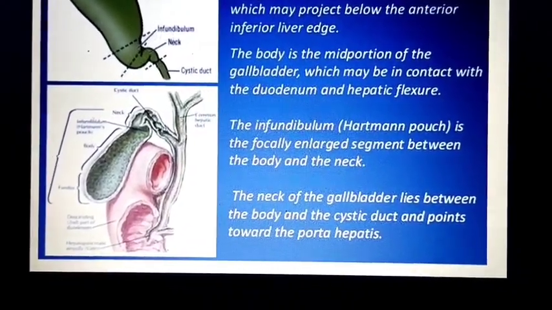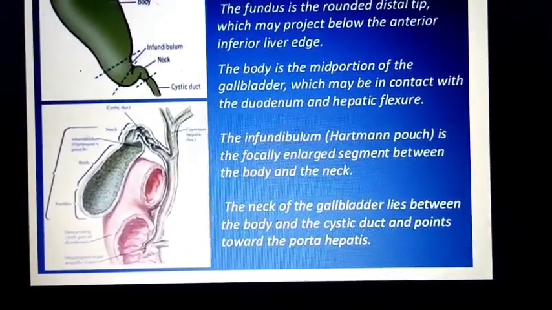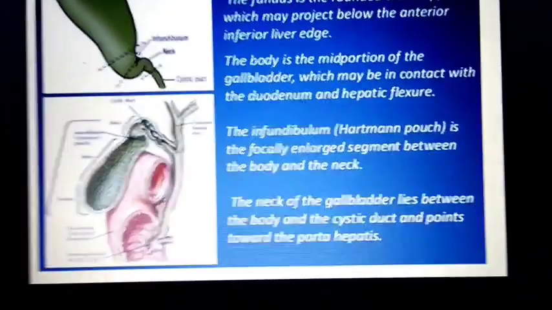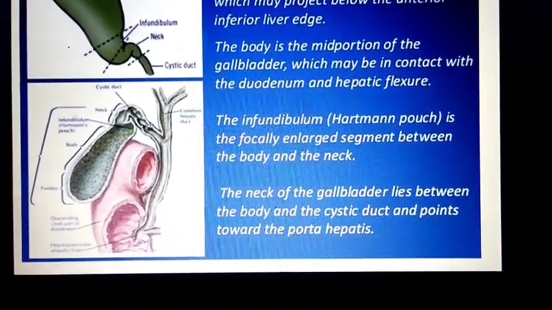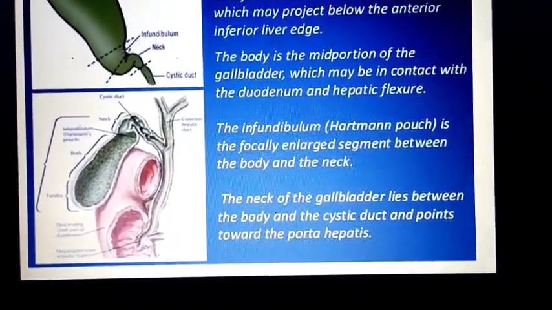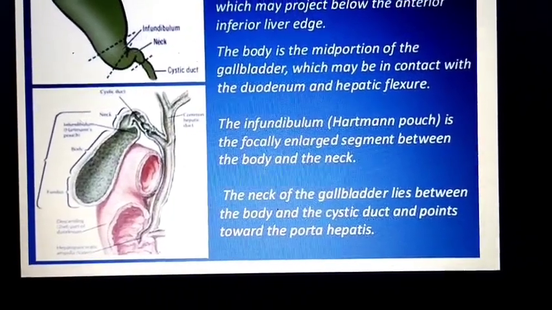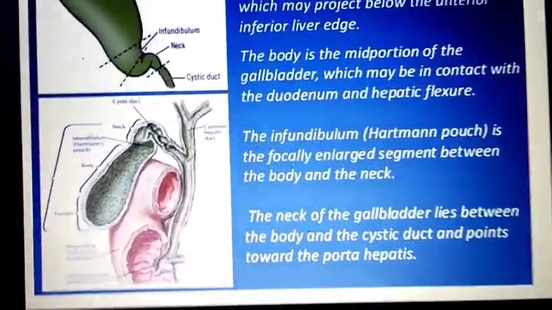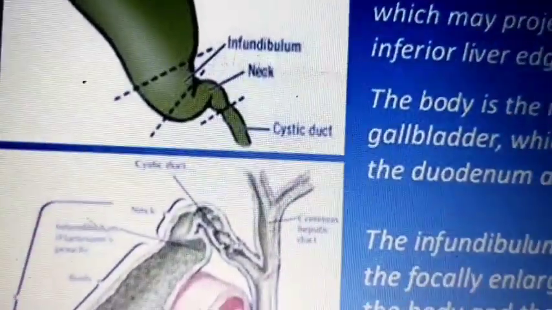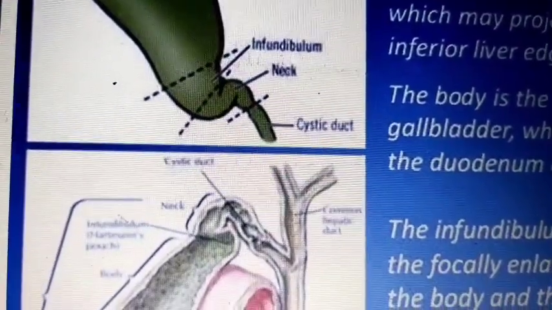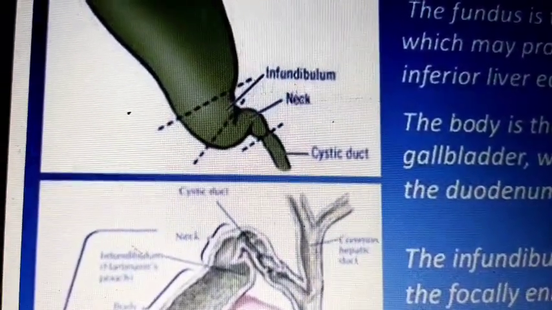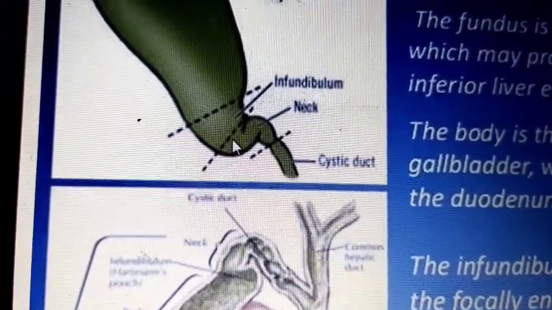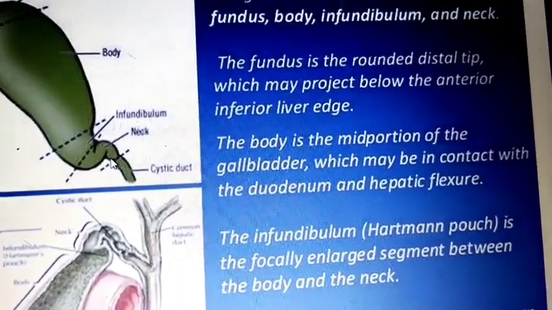Neck of the gallbladder is the narrowest part of the gallbladder, and it is continuous with the cystic duct, or it connects with the cystic duct. The neck lies between the body and cystic duct, and it points towards the porta hepatis. The neck of the gallbladder looks like an S shape. See here, this is an S. Okay, you can go for the next slide.